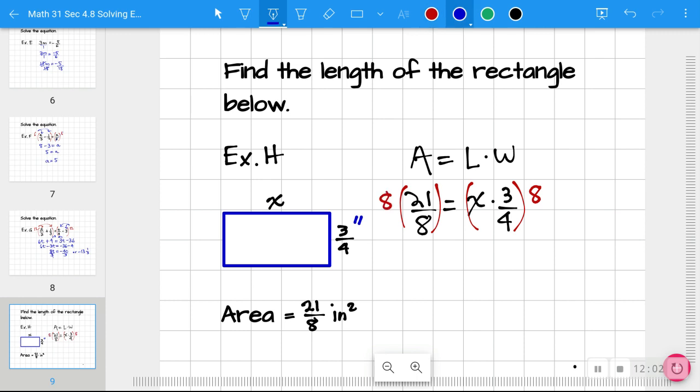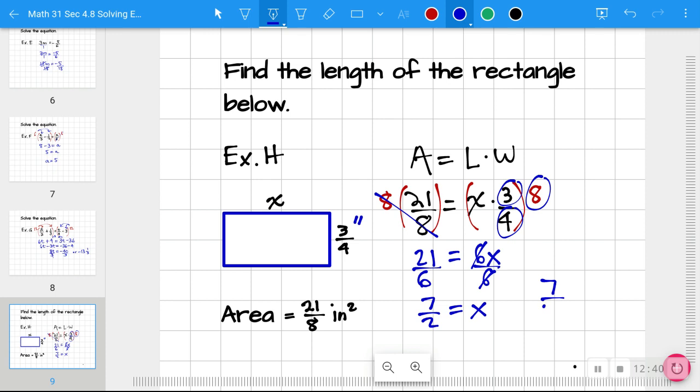So on the left-hand side, that just cancels and gives 21. On the right-hand side, we've got 8 divided by 4 would be 2. 2 times 3 is 6. 6 times x. So now we'll divide both sides by 6. And other than simplifying our answer by dividing top and bottom by 3, we're done. So 7/2, that is 3.5. That's the length. I should put inches on there for the length, but anyway.